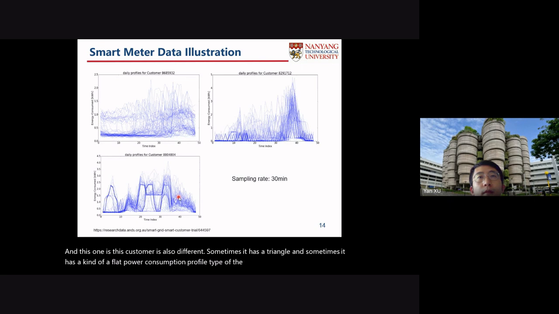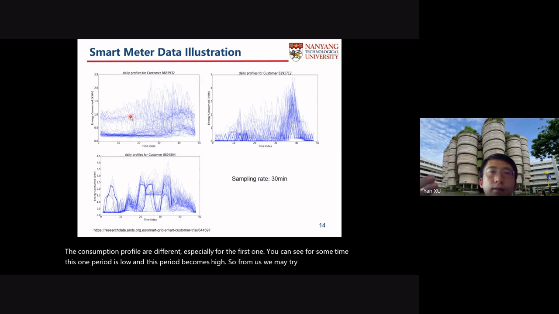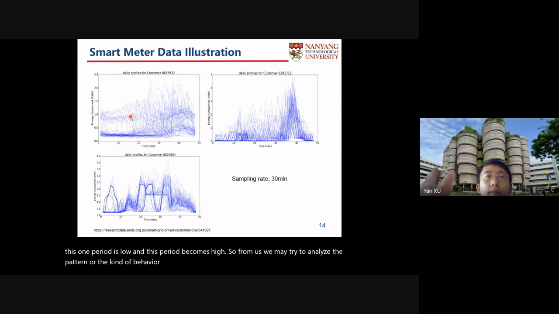Another important observation you may note is that even for the same customer, for different days, the consumption profiles are different, especially for the first one. You can see for some time this period is low and this period becomes high. So from this, we may try to analyze the pattern or behavior of the customers from the data. Now, without any analytical tools, if we just manually or visually inspect the profiles, what can we observe?